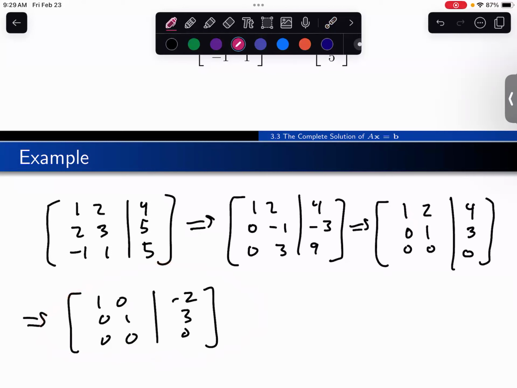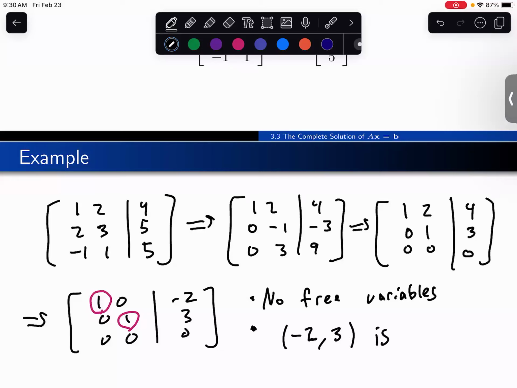So we have that there are 2 pivots and we have 2 columns as well. So we don't have any free variables. So we have no free variables. And so what this means is that the vector minus 2, 3 is the unique solution.